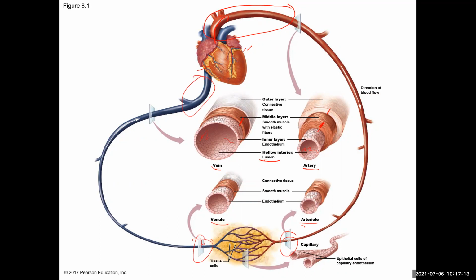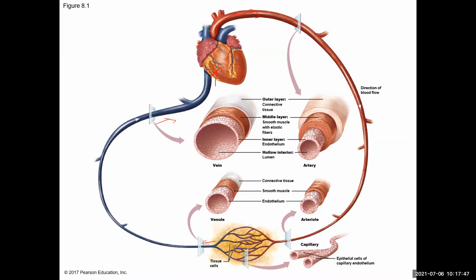Okay. Now, the direction of blood flow, as we'll learn, goes from the heart through the arteries, through the arterioles, into the capillaries where all of the stuff is exchanged with the cells and then waste products are picked up. And then it moves from the capillaries into the venules, through the veins, and then back into the heart. And so that's the overall distribution for the circulatory system.